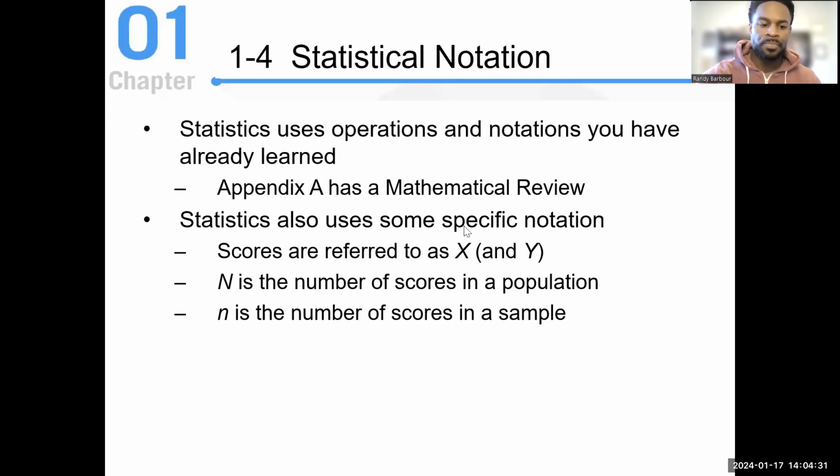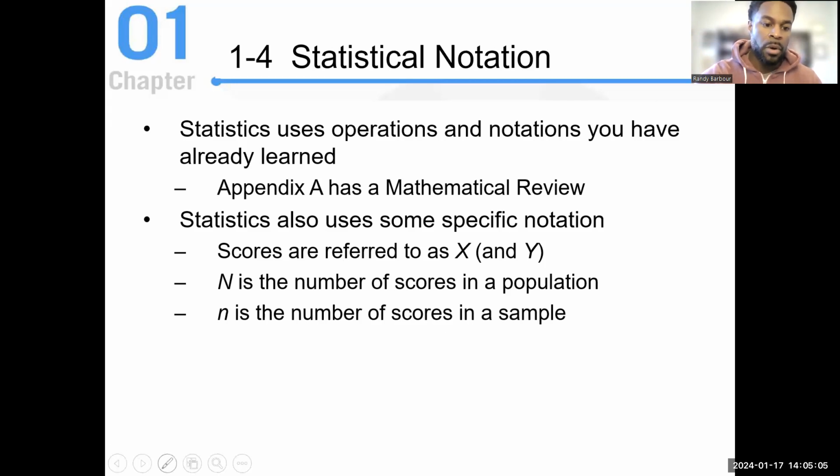So scores are referred to as X and or Y, depending on what we're gathering. We talked about correlational data last class. You'll have one variable that's your X variable, and another variable that's your Y variable, and then you can compare those two variables to see what the correlation is between them. You have big N, which is the number of scores in an overall population, and then you have little n, which identifies the number of scores in your sample.